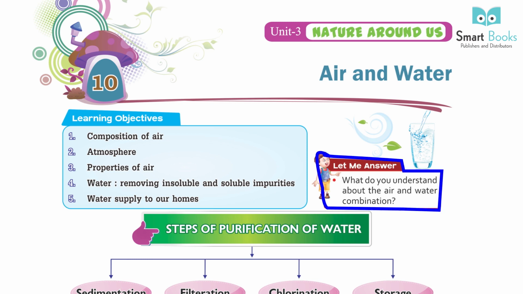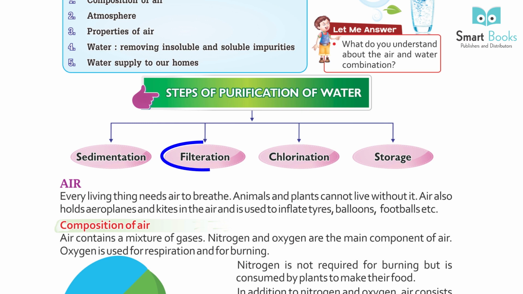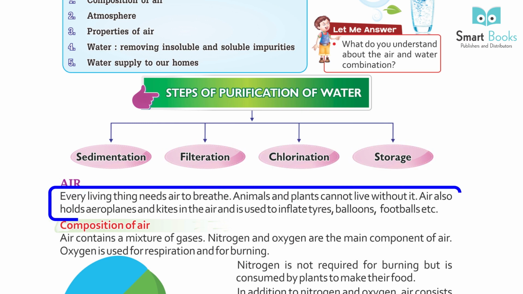Let me answer: what do you understand about the air and water combination? Steps of purification of water: sedimentation, filtration, chlorination, storage. Air. Everyone, living things need air to breathe. Animals and plants cannot live without it. Air also holds aeroplanes and kites in the air and is used to inflate tires, balloons, footballs, etc.